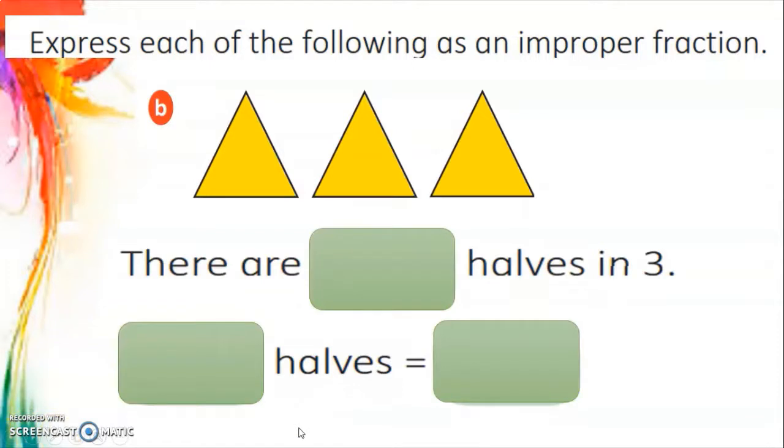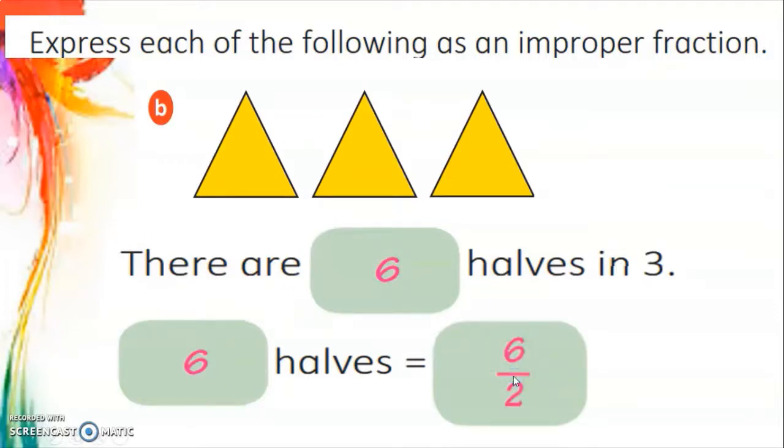There are blank halves in 3. So we're going to break this into 2 so that we can have halves. So we have 2, another 2 halves here, and 2 halves. So 2, 3, 4, 5, 6. So we have 6 halves in 3. How to write 6 halves? 6 halves, 6 over 2. So the improper fraction is 6 over 2.